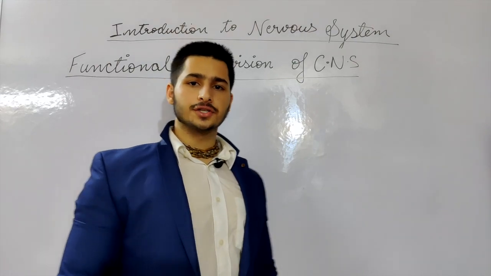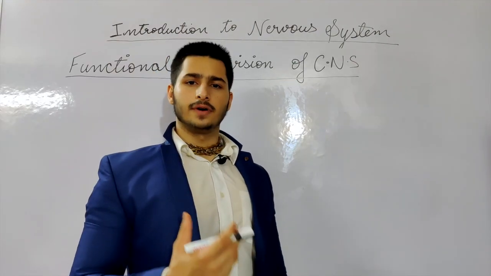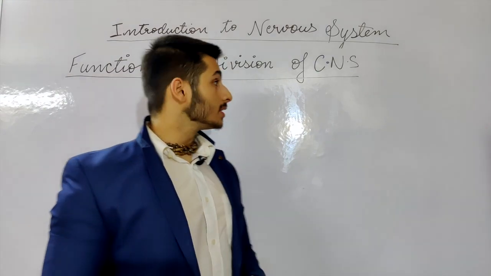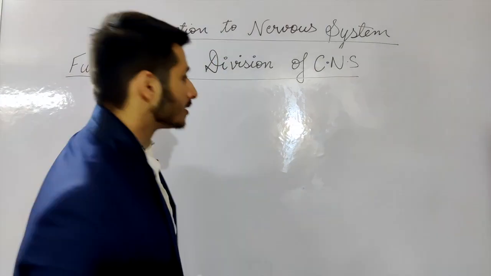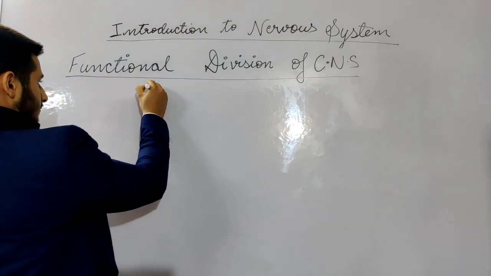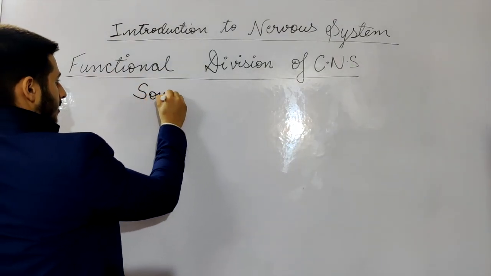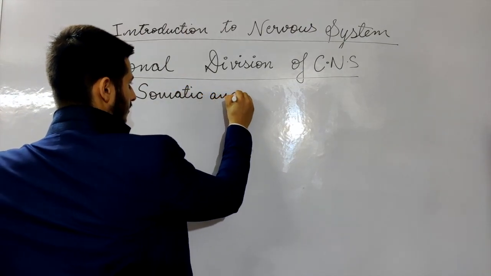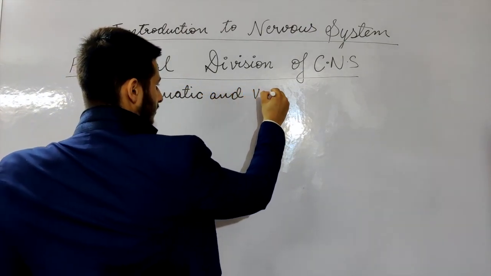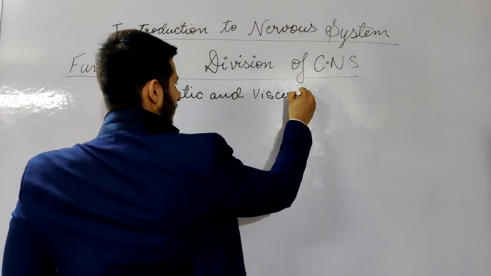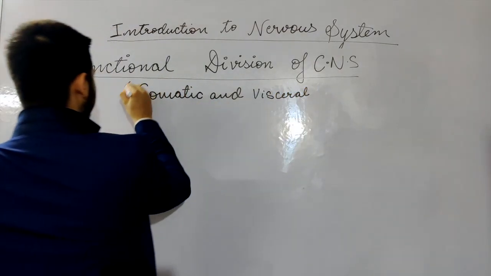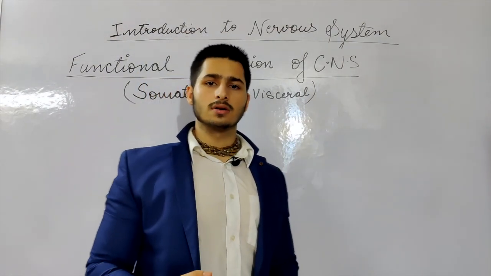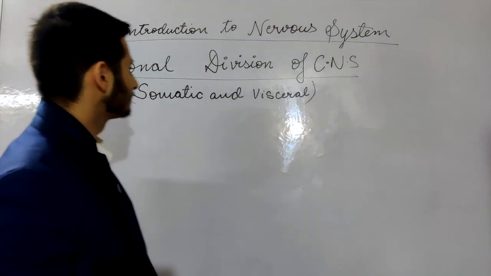To the functional division of the CNS. Functionally, the central nervous system is divided into two parts. The two parts are the somatic part and the visceral part. Somatic and visceral. These are the two functional divisions of the central nervous system.